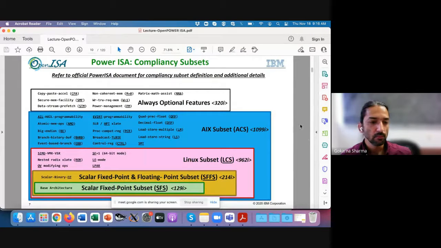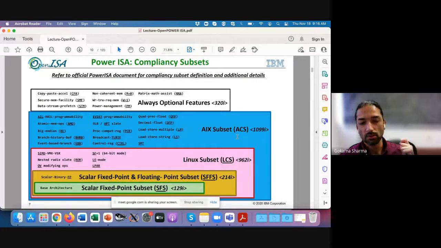Okay, and then you have a Linux subset. It adds many more instructions. So from 214 you go to 962. Then you have ACS. It adds more. For example, here you see some of the big endian way of putting data, event-based branch. So that is the new feature.